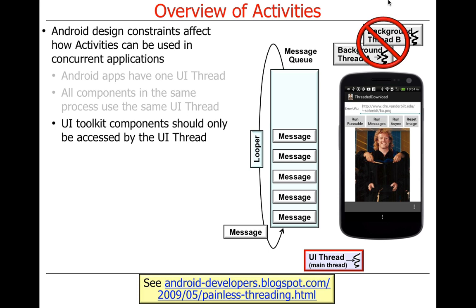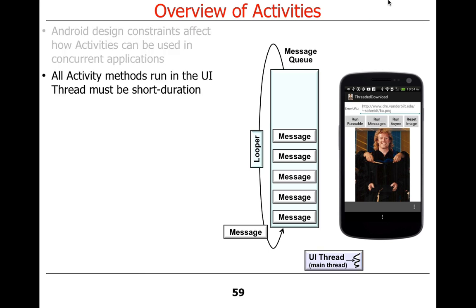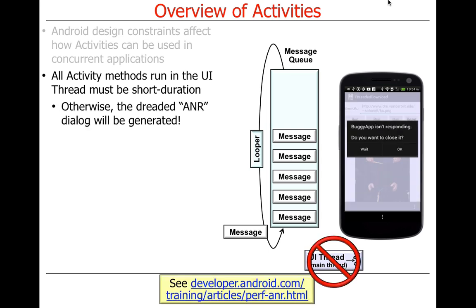And here's more description about the UI thread and how it works and why it needs to be accessing things in a non-thread safe way. One of the consequences of this is that operations that run in the user interface thread must be short duration. In fact, if they block for any more than 3 to 5 seconds, you will get the dreaded application not responding, or ANR, dialog. And you'll get a chance to kill your application. And that's because the system's assuming something's gone wrong.